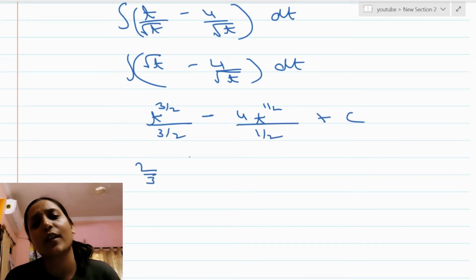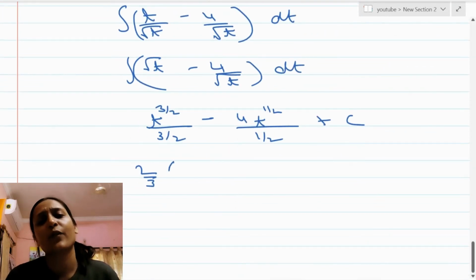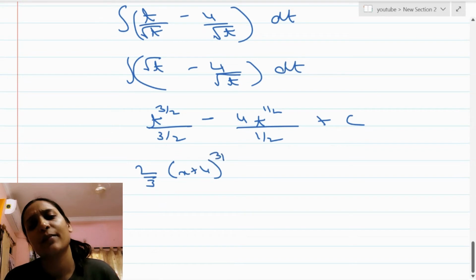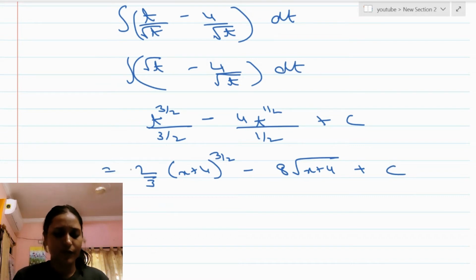Now you can just rewrite this as 2 by 3. t is nothing but x plus 4. So 2 by 3 x plus 4 to the power 3 by 2 minus 4 root x plus 4, and this would get multiplied by 2. So this would be 8 root x plus 4 plus c. This is your final answer.